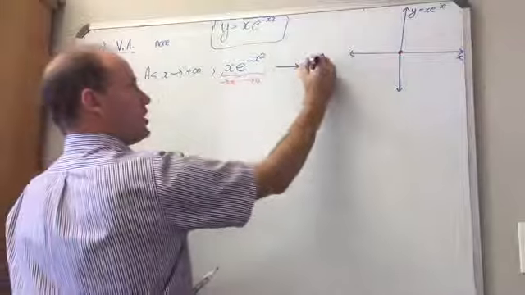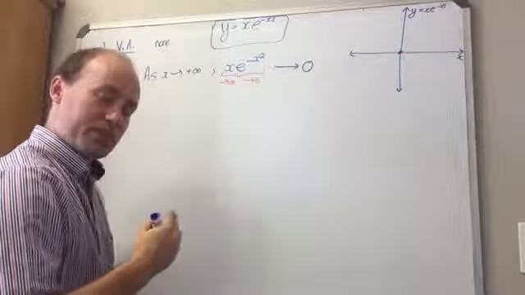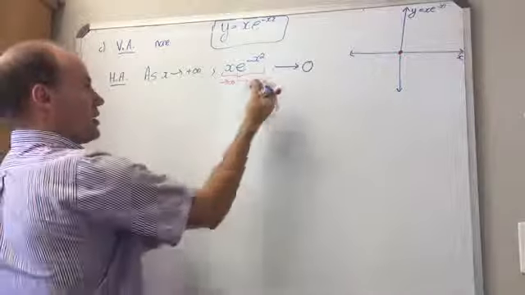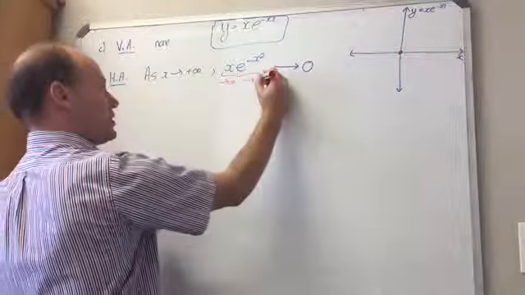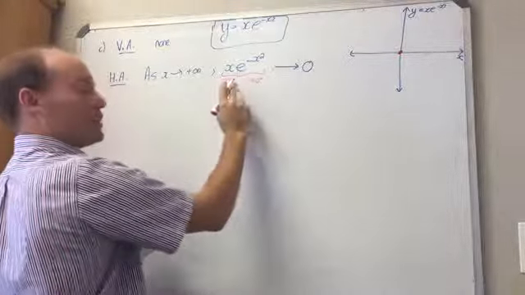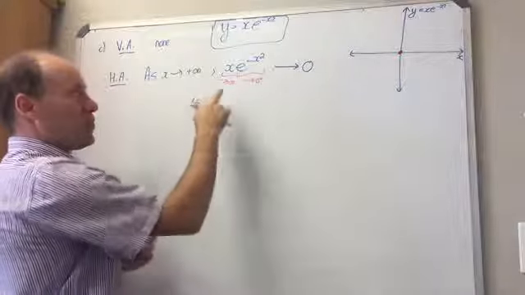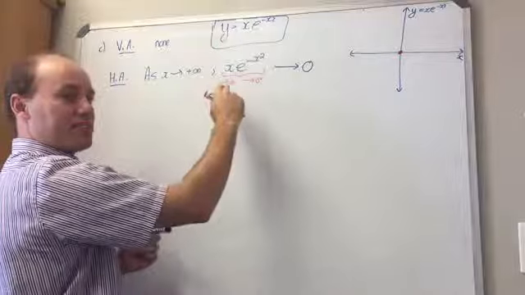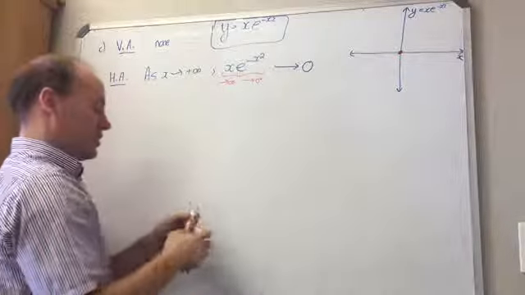And you can check that if you want using L'Hopital by converting this into a fraction. Anyway, this tends towards 0, but importantly, does it tend towards 0 from above or from below? Well, let's check. This guy is tending towards infinity. This guy is tending towards 0 from above, right? Because the exponential is always positive. So we've got a positive number times a positive number. So this thing is positive. So this is approaching 0 from above.